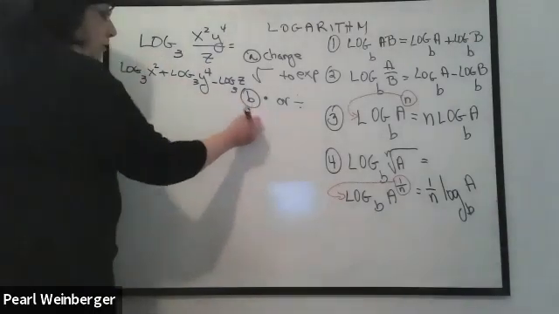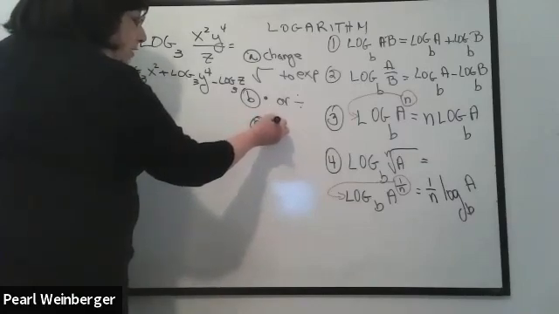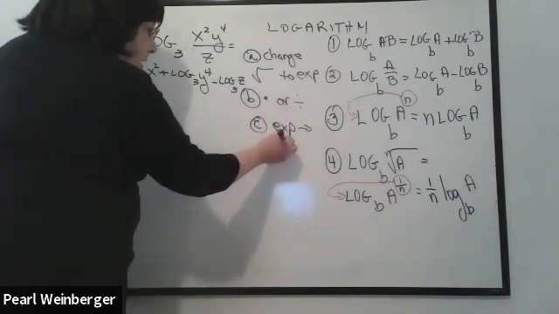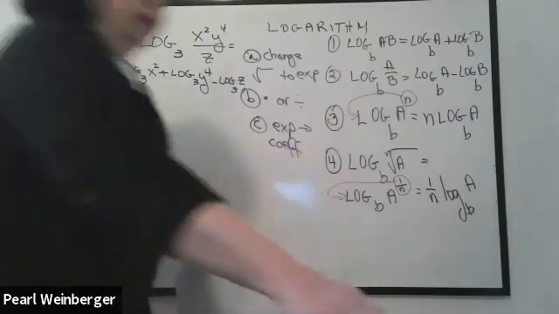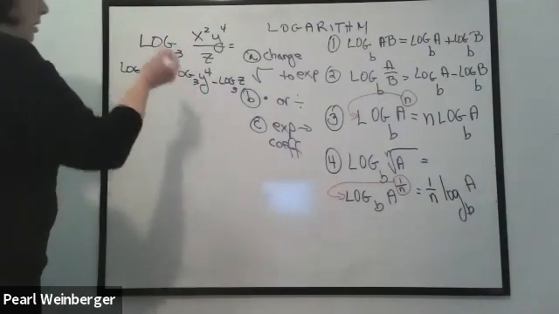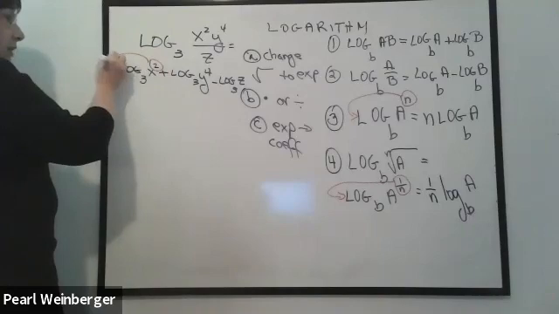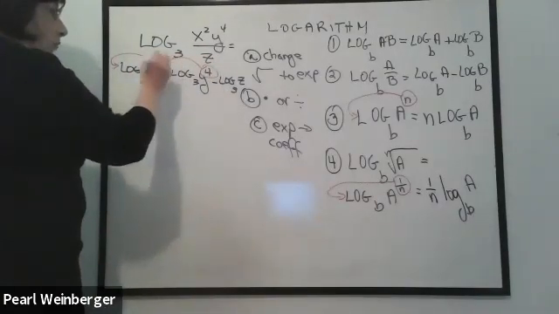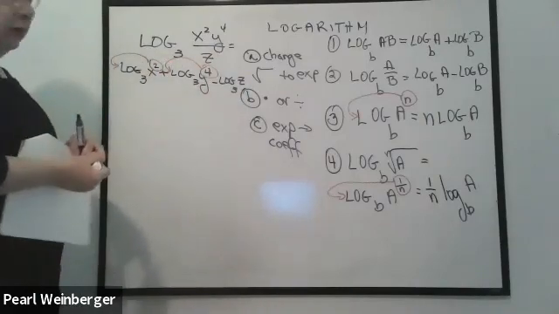Then the third thing is change the exponents, make the exponents into coefficients. In other words, any place I see an exponent, I'm going to turn it into a coefficient. So there's an exponent 2 here, it's going to have to go in front. There's an exponent 4 here, it's going to have to go in front. There's no exponent over here, it's understood to be 1, so I don't have to put anything there.